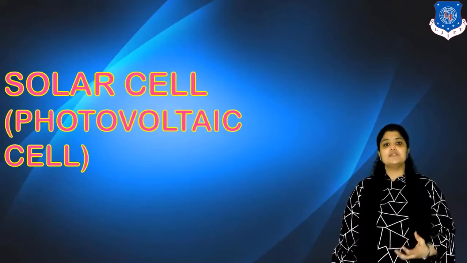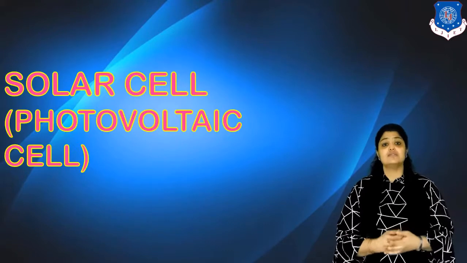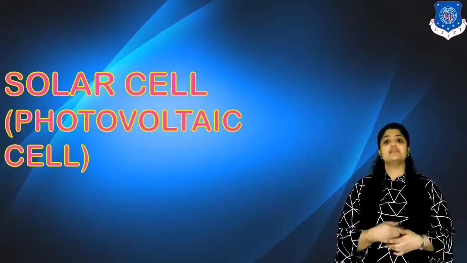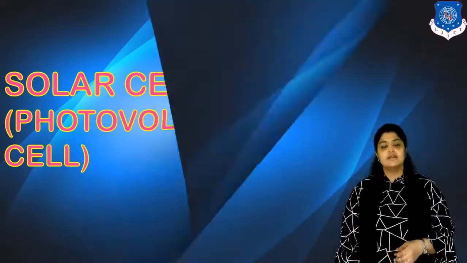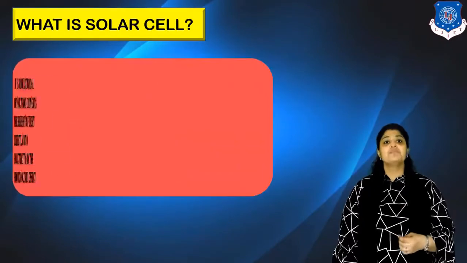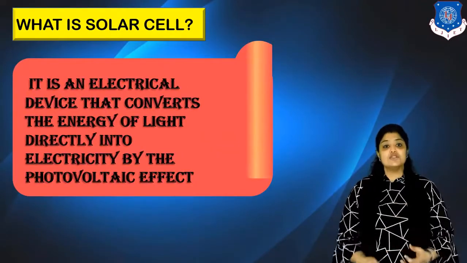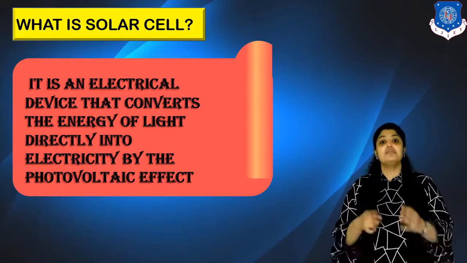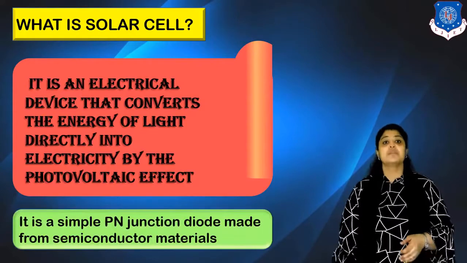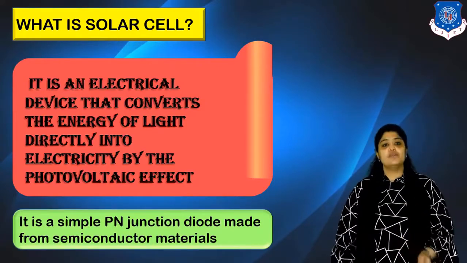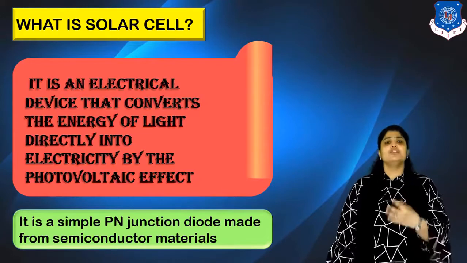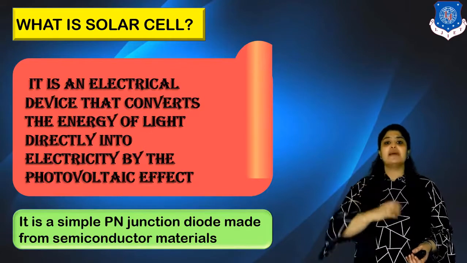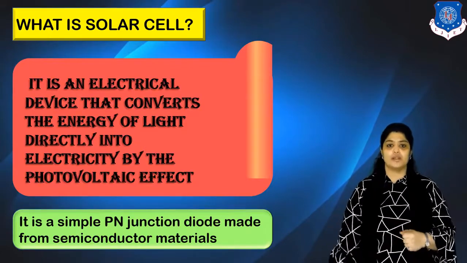Now let's see the device which works on photovoltaic effect, that is solar cell. So this particular cell is also known as a photovoltaic or a PV cell. So let's see what a solar cell is. It is an electrical device which converts energy of light directly into electricity by a principle known as photovoltaic effect. This is a simple PN junction diode which is made from semiconductor materials. So a solar cell is exactly a PN junction only, consisting of a p-type and an n-type layer and a depletion layer in between.